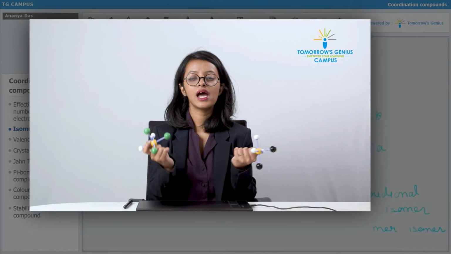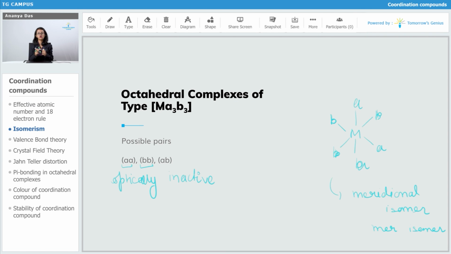So the FAC isomer and the MER isomer are possible only in the complexes of Ma3B3 type. So now we have done the possible pair. Now next we will go to the geometrical isomerism, optical isomerism, enantiomeric pair, and stereoisomerism.